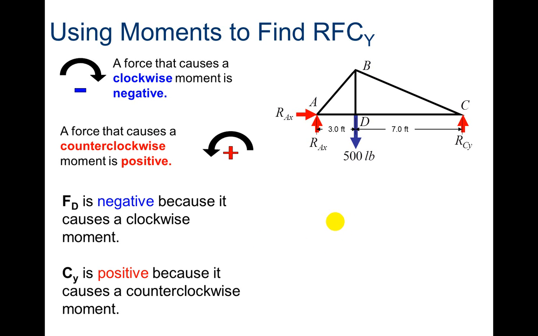Okay, so as it says here, this force D would cause the pin to go in this direction, which is clockwise. So my moment here, I need to be looking at as negative. On this one, my CY, if this force would cause it to move, it would cause it to go in this direction, which is counterclockwise. So we're looking at that moment as positive. All right, sum of all my moments equals 0.